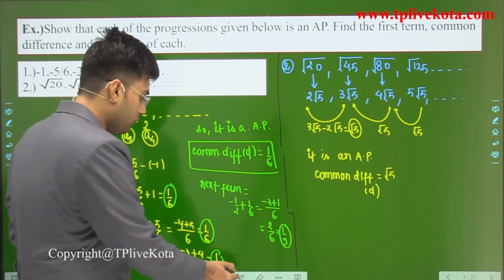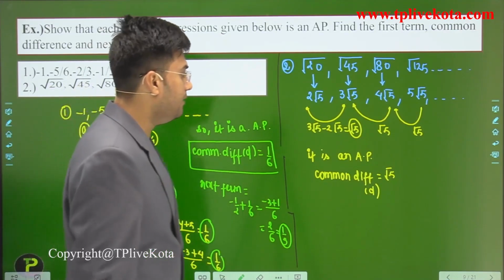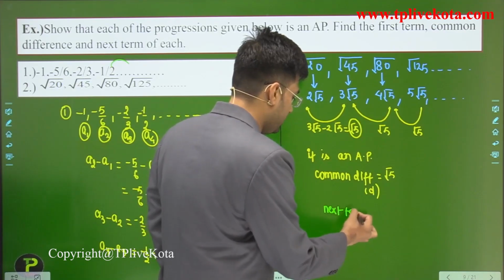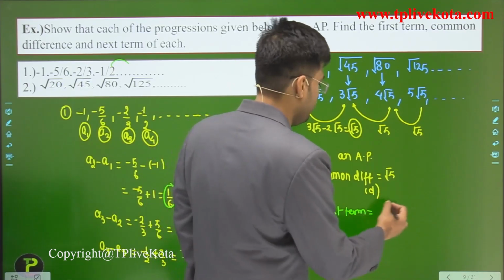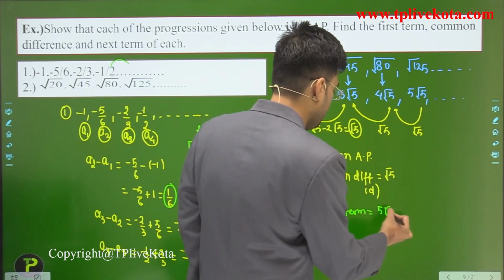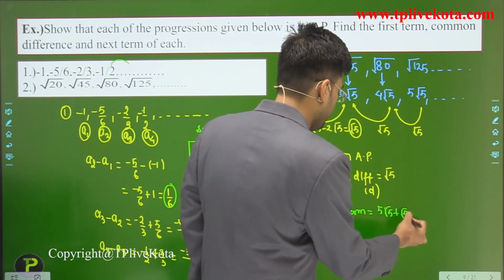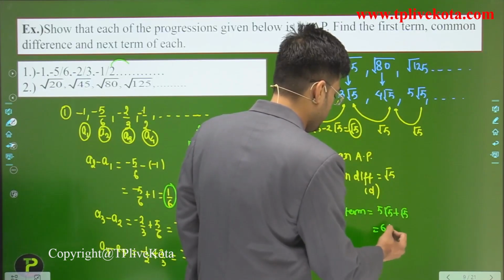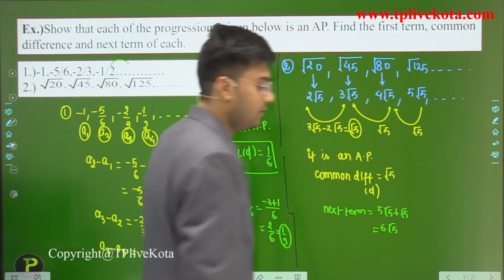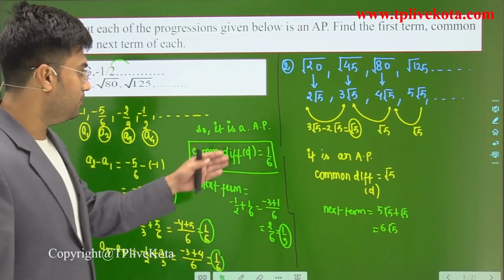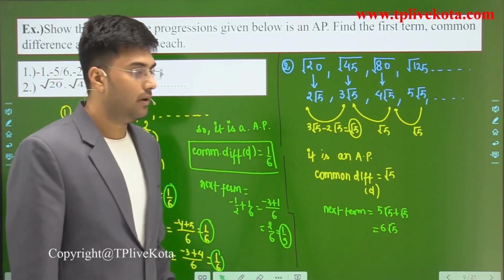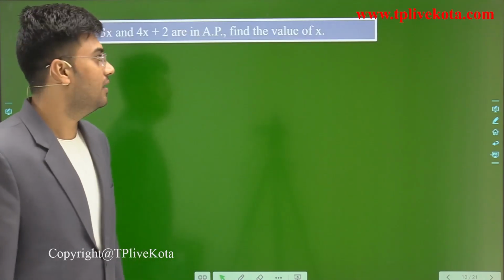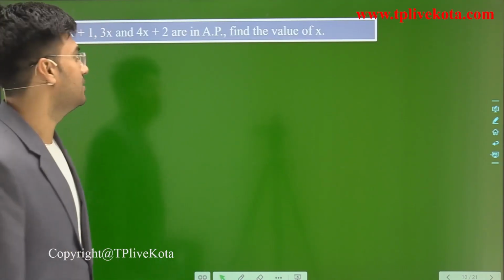Now what we have to find here? We have to find the next term. So next term is 5 root 5 plus root 5, that is equal to 6 root 5. Clear? So students, I hope you understand this. So now after this, let's move to the next question, and this is our next question.